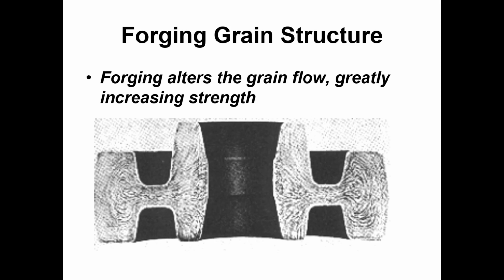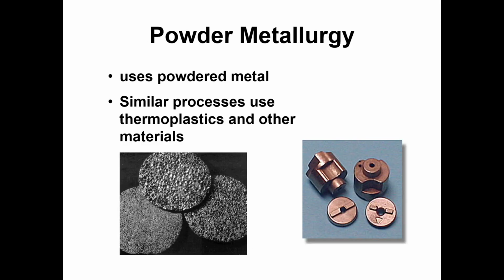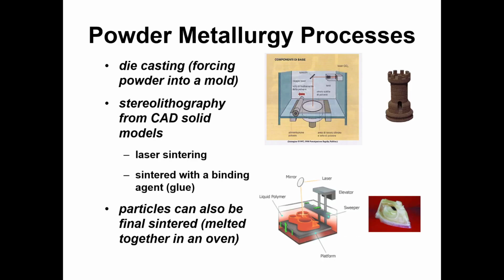So yeah, forging can add a certain kind of strength to parts. All right, you can use powder metallurgy. That's where you take a powderized metal and squeeze it together, basically, and then you heat it up a little bit, just enough to make those little particles melt together a little bit. That's called powder metallurgy. There's different ways to do powder metallurgy. You can look into that more if you want.